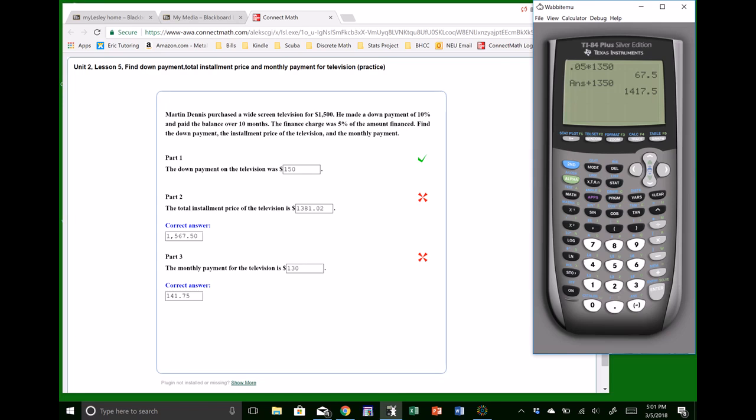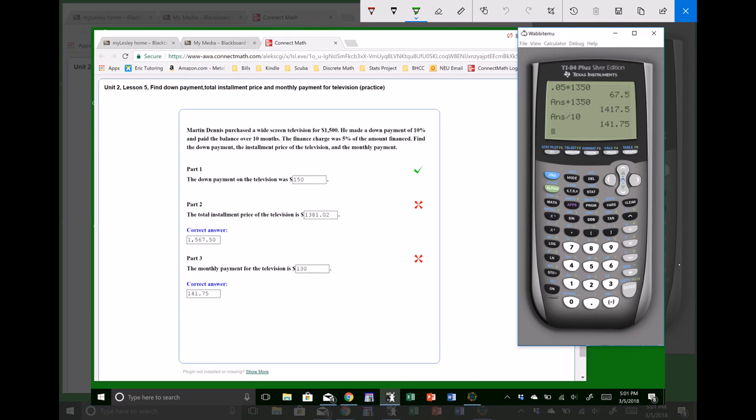So we're paying $1,417.50 over 10 months. If we divide this by 10, there's our 141.75. So for part C, the monthly payment, that is 141.75.